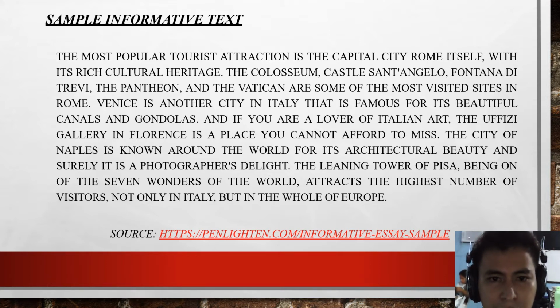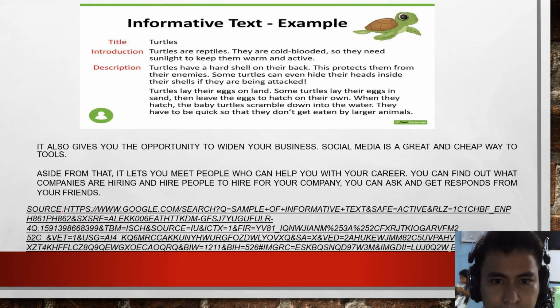So this is a sample of informative text. Next I will show you another example of informative text. Title: Turtles. Introduction. Turtles are reptiles. They are cold-blooded, so they need sunlight to keep them warm and active. Turtles have a hard shell on their back. This protects them from their enemies. Some turtles can even hide their heads inside their shells if they are being attacked.